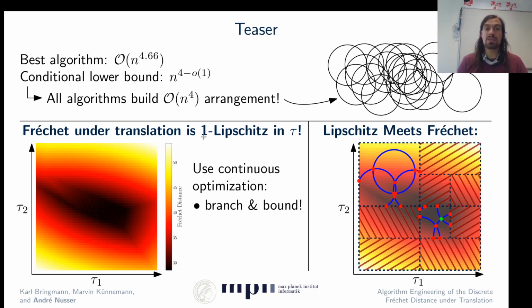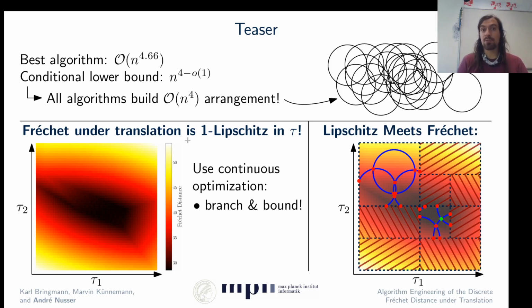Well, in theory, the best known algorithm is n to the 4.66, which is actually quite slow in practice. And there's even a conditional lower bound of n to the 4, which matches the size of the arrangement. And the arrangement of this problem you can see here as an example. So it's disks with same radii.